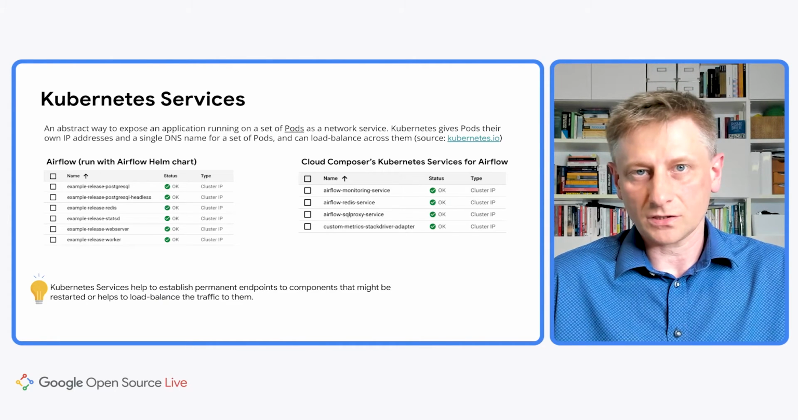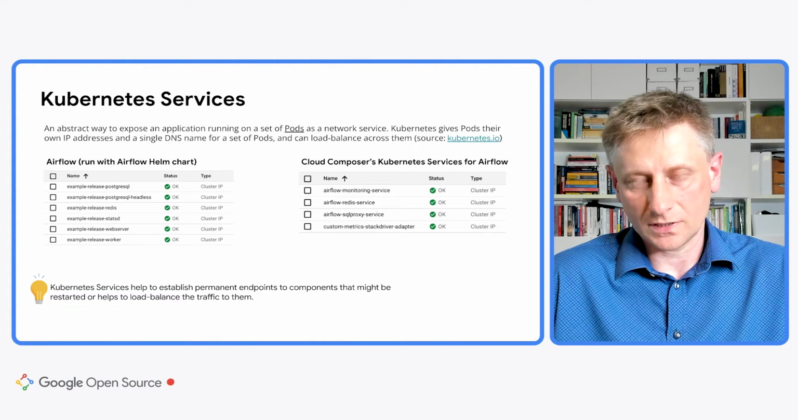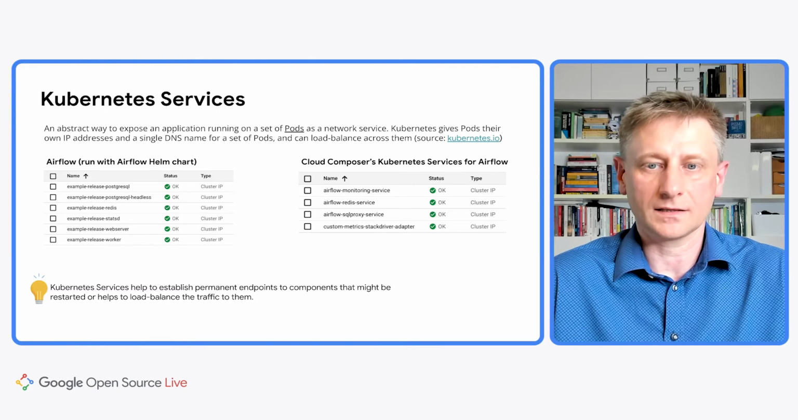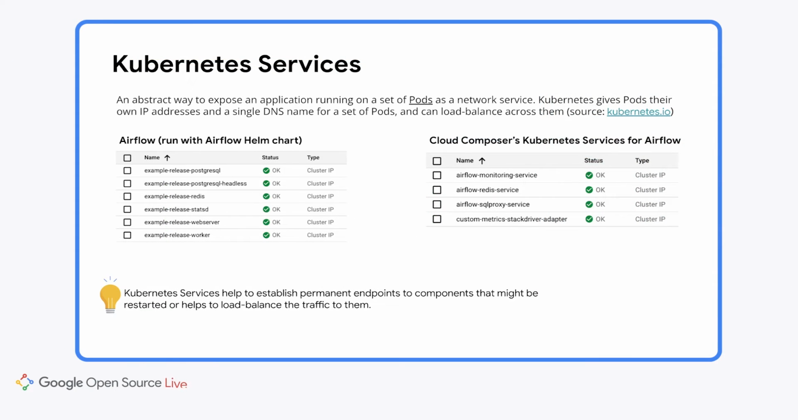We already mentioned that pods, which are the smallest deployable units of work on Kubernetes, can be restarted anytime. As a result, such a pod can be assigned a different IP address. On the other hand, if you are running a distributed system on a Kubernetes cluster, the components of the system need to know how to talk to each other. So for example, an Airflow worker needs to know the IP address of the Redis queue.